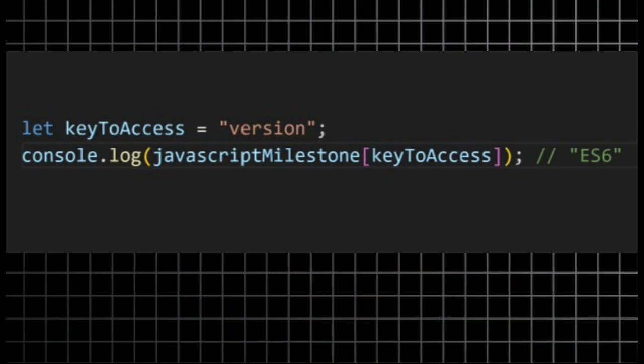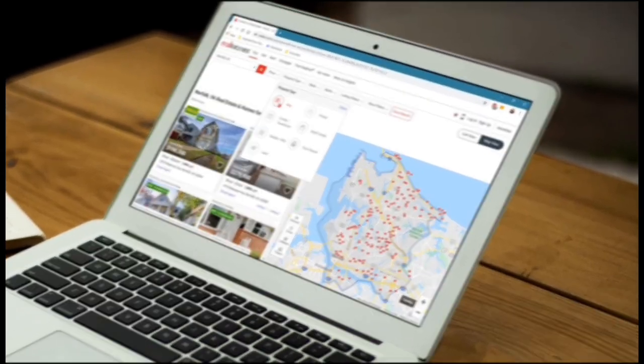Why would we use brackets instead of dots? Bracket notation is essential when property names are dynamic or stored in variables. Look at this. Here, key to access holds the name of the property we want. JavaScript looks at the value of key to access, which is version, and prints ES6. This is dynamic access. The property can change at runtime.